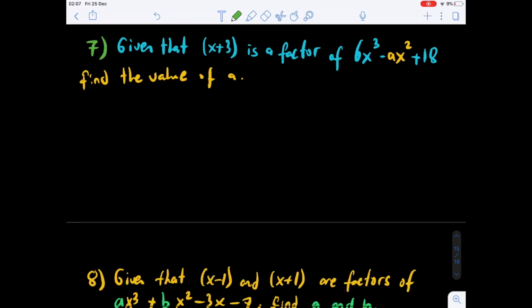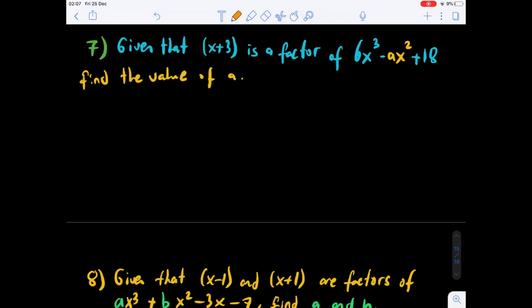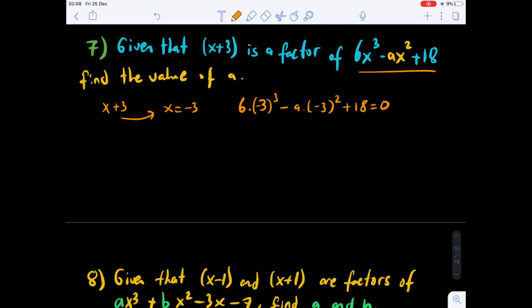Let's look at another example. We have here example 7. Look, given that x plus 3 is a factor of our polynomial, find the value of a. Again, we are going to do the same thing. If x plus 3 is a factor, guys, you need to know that when you replace x with negative 3, the polynomial, let me underline, will be 0. So 6 times negative 3 cubed minus a times negative 3 squared plus 18 must be 0.